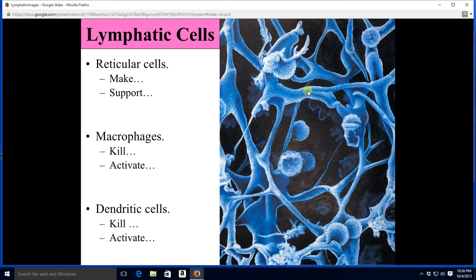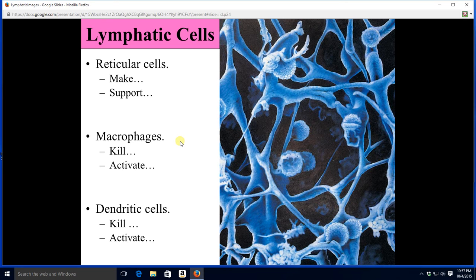Now, seated on the reticular fibers are macrophages. We know macrophages are going to kill foreign things. And not only do they kill things and take them out of service, but they're going to activate the immune system. They're going to say, hey, lymphocytes, look at who I killed. Form a dedicated army to attack them.